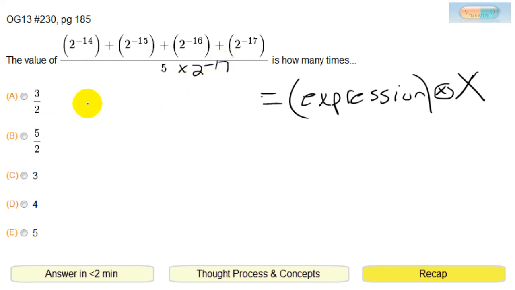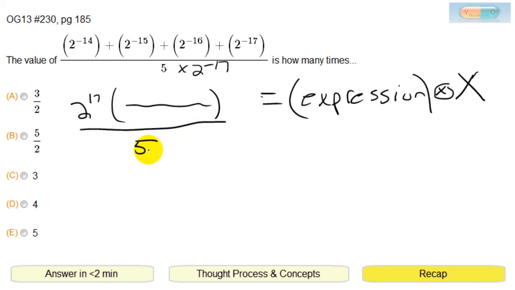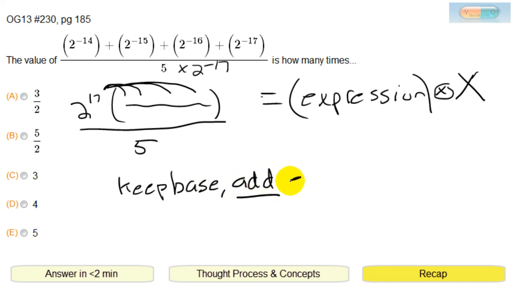So this expression, well, how do you deal with this negative exponent? You simply shift it to the top and you make it positive, and then you basically multiply it by all those terms there, and then you divide it by 5. So that's what we did, and it turns out we individually combined this 2 to the 17th with each of the 4 terms here. So we keep the base, we add the exponents, and that's how we distribute each of these terms, and then you eventually get something like 15 divided by 5, and that gets you answer choice C, which is 3.